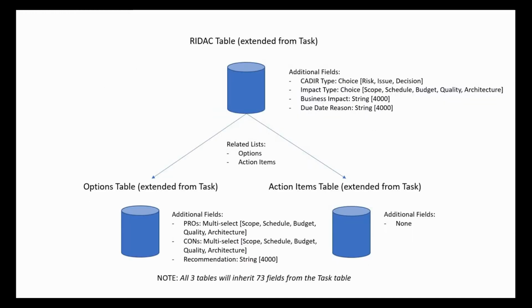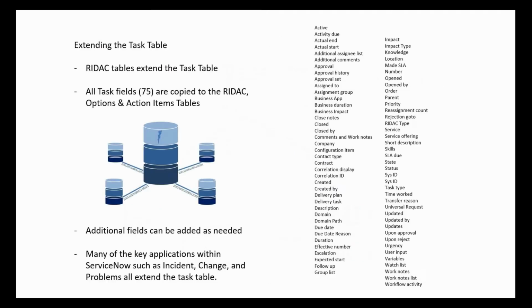Our application will contain 3 tables. The primary table will be called Riddick, and the 2 related tables will be called options and action items. Now, these tables will be extended from the task table, and 2 of the tables will have custom fields added as well. Let's talk a little bit about extending a table.